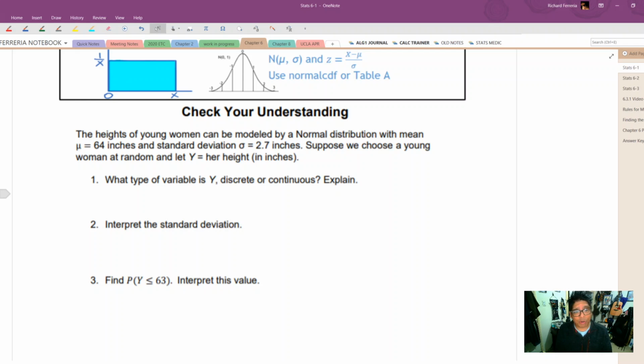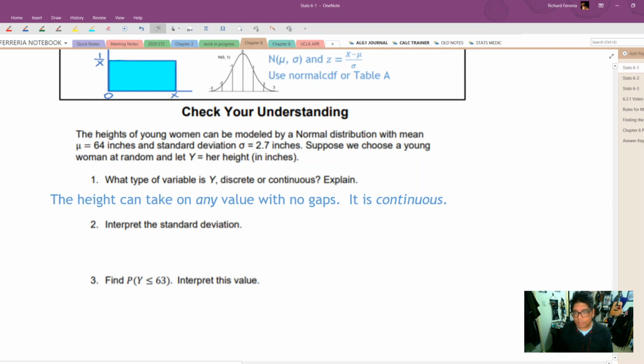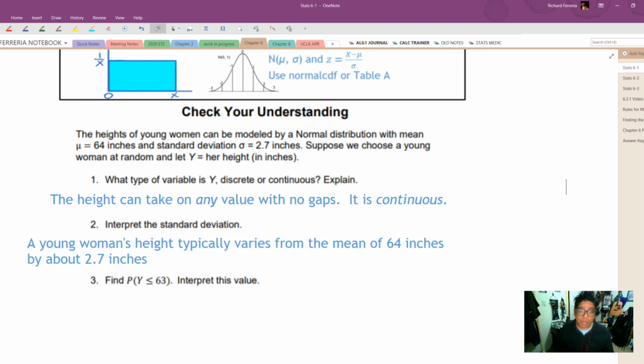So what type of variable is y? Is it discrete or is it continuous? The height can take any value in its range with no gaps. So this is a continuous distribution. Next, interpret the standard deviation. And this is another one of those standard set phrases. A young woman's height typically varies from the mean of 64 inches by about 2.7 inches.